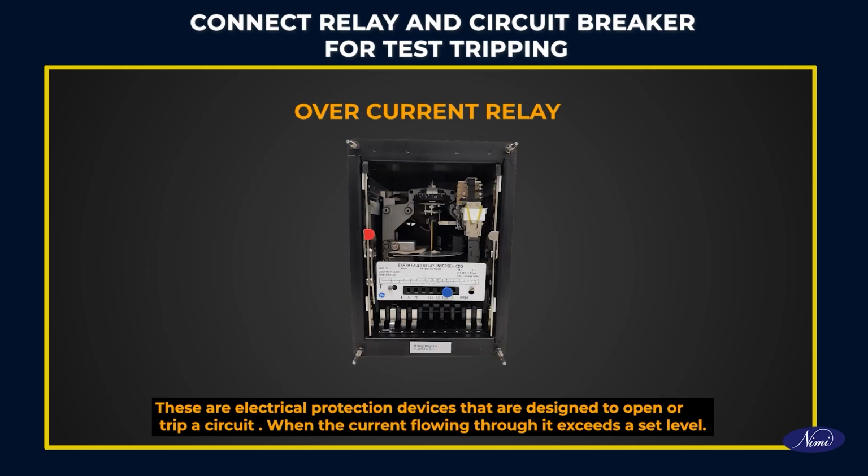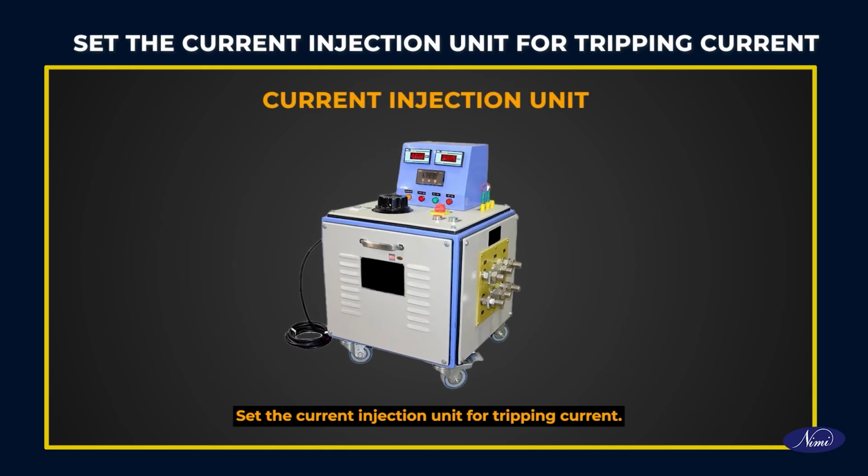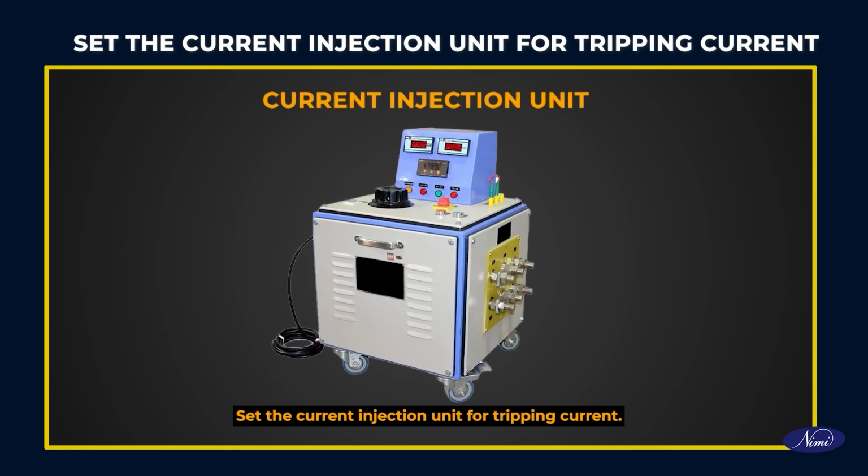Overcurrent relays are electrical protection devices that are designed to open or trip a circuit when current flowing through it exceeds a set level. Air circuit breaker, ACB, is an electrical switching device used to protect electrical circuit from overcurrent, undervoltage and short circuit. Set the current injection unit for tripping current.